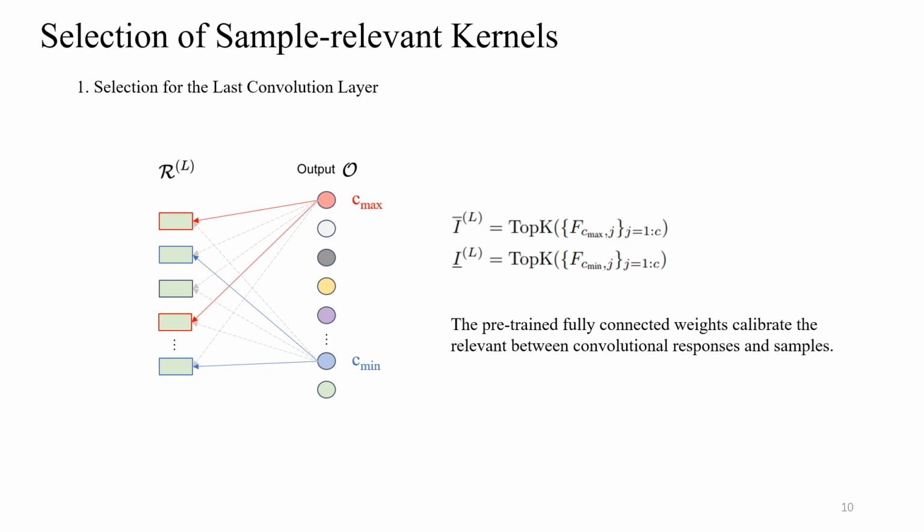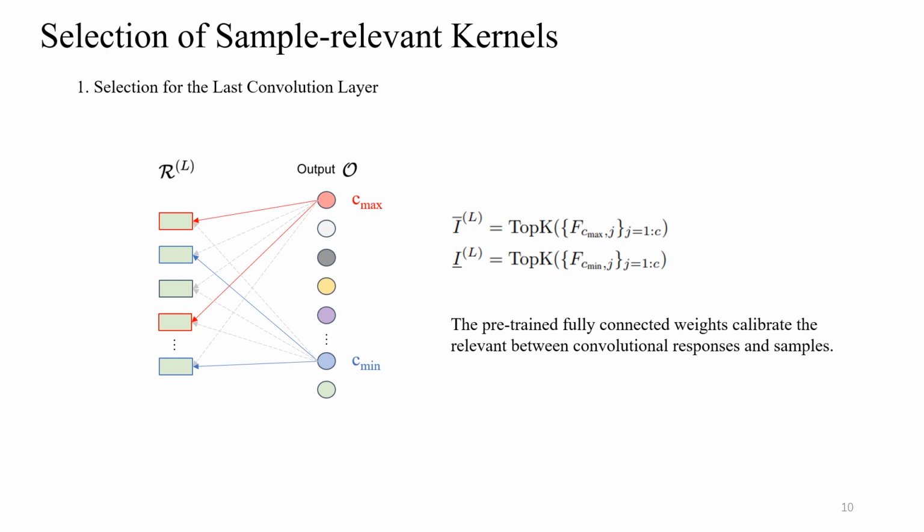Therefore, we focus on these kernels by tracing back from the extreme prediction in the fully connected layer. For example, taking Cmax, the pre-trained fully connected weight FCmax can indicate relevance. By sorting these weights, we can select the top k most relevant convolutional response map channels.